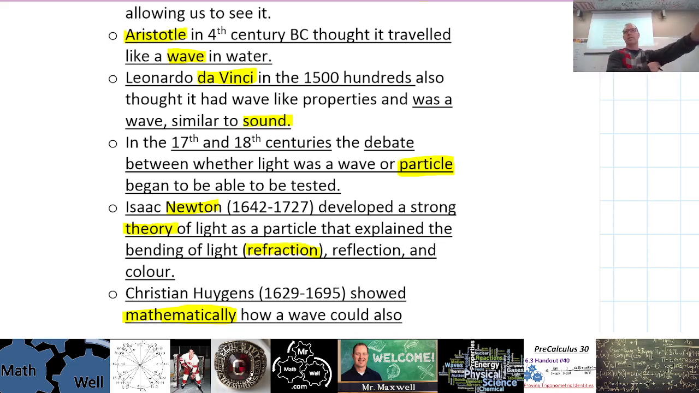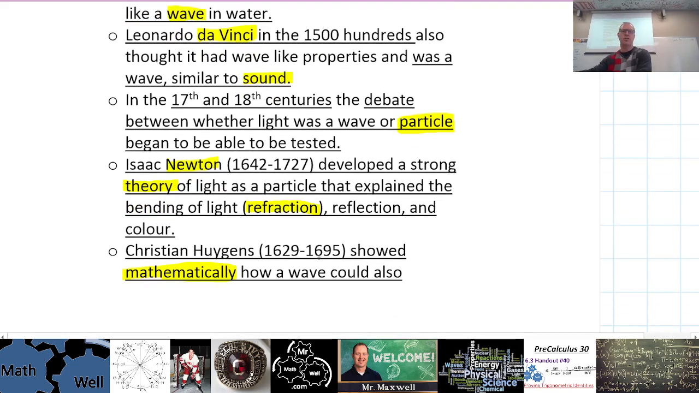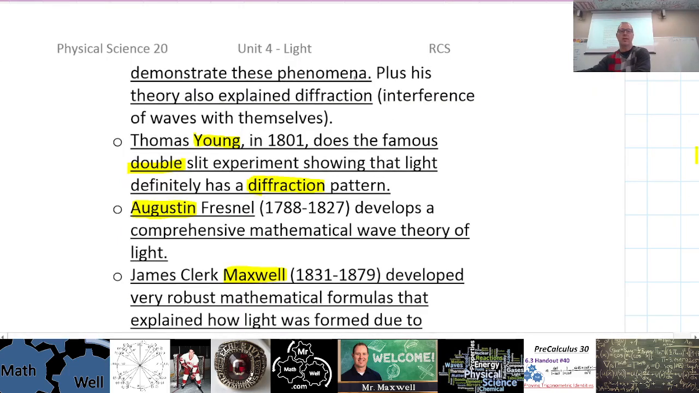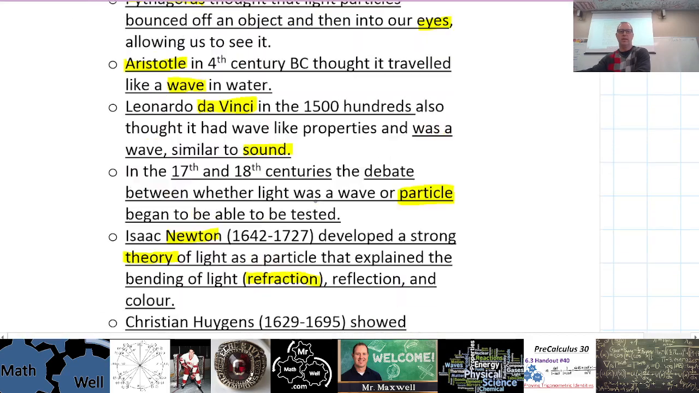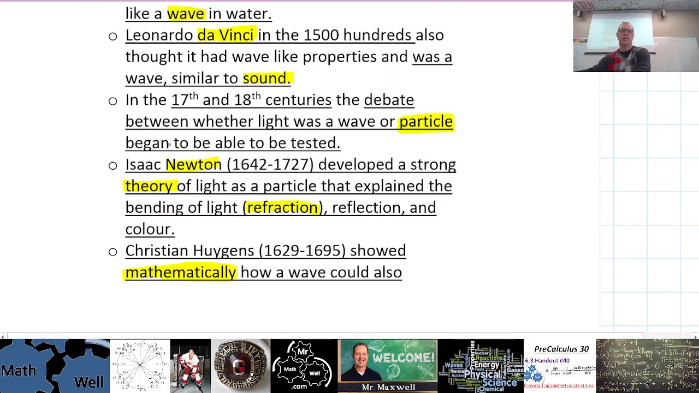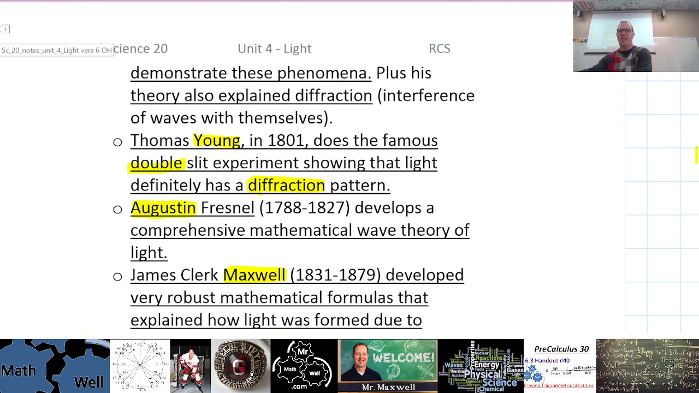But we don't really study Maxwell's equations in this class, so I don't have them on the list. But it is worth a mention. But we do study a lot of reflection and refraction, the bending of light, just like we talked a little bit about the reflection and refraction of sound waves, right? A little bit. All right, Christian Huygens in the mid-1600s showed mathematically that a wave could also demonstrate these phenomena. So again, connecting waves, particles, reflections, refractions, all of this started to be developed.